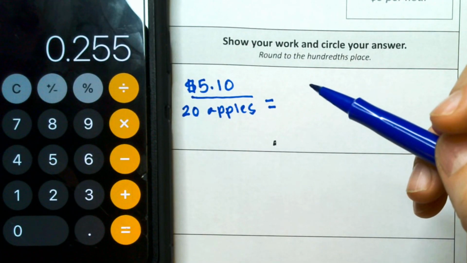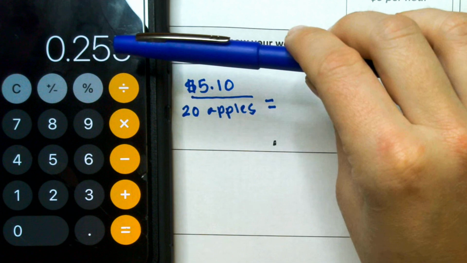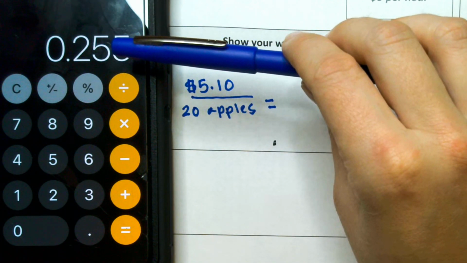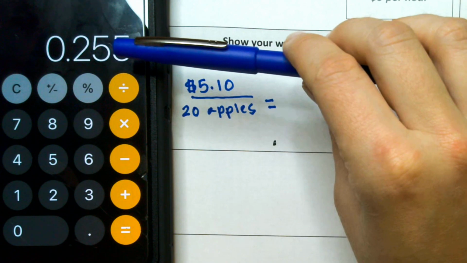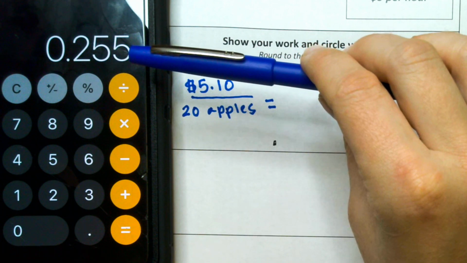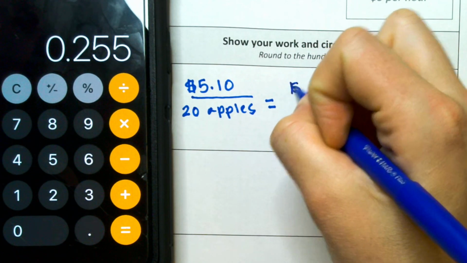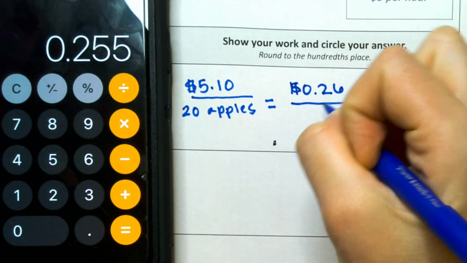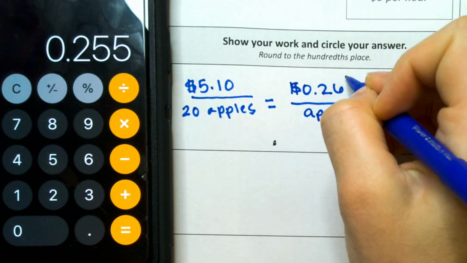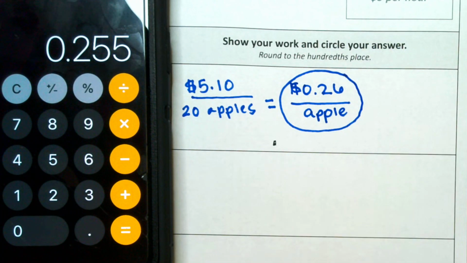I get 0.255. I know money always goes to the hundredths place, so this is either going to be 25 cents or 26 cents. It all depends on the third number. Once I look at this third number, I can see it's a 5. So that means because it's 5 or higher, it's going to bump up to 26 cents. So we have 26 cents per apple, and that is our unit cost. Circle your answer and don't forget to round to the hundredths place as you complete this page. Finish the rest of page 2. Come back when you're ready for page 3.